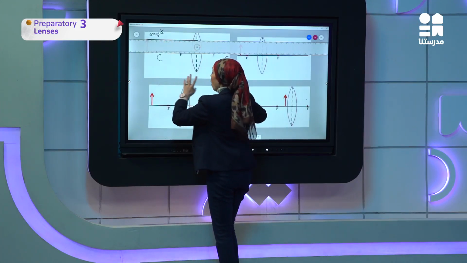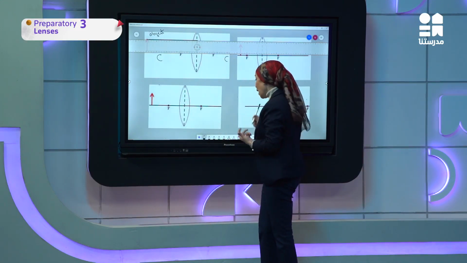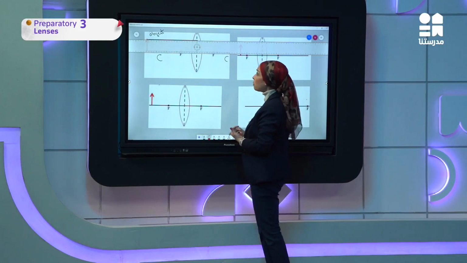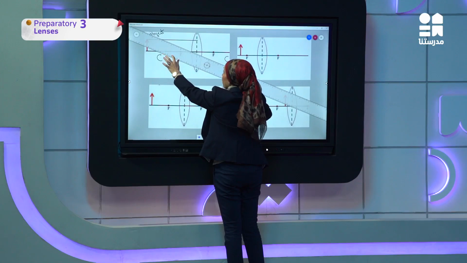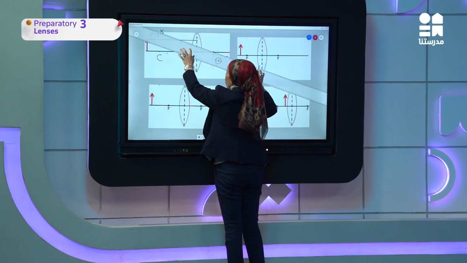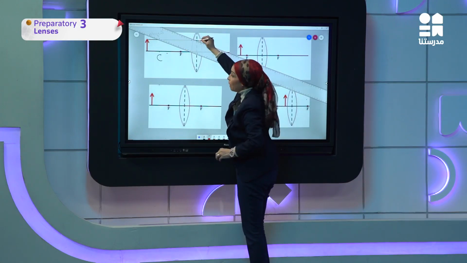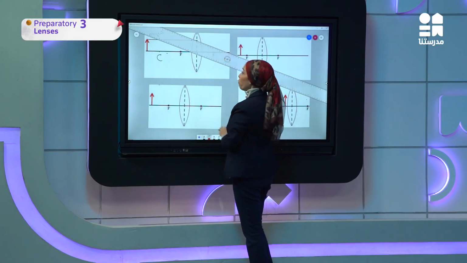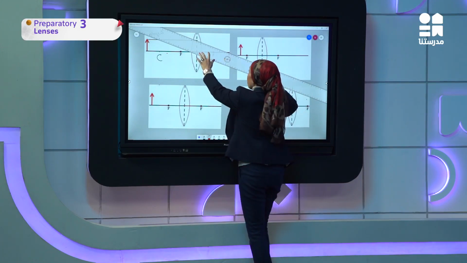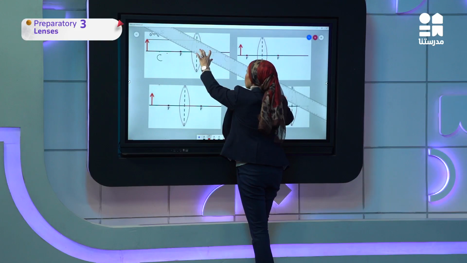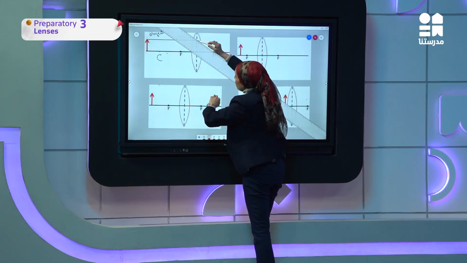Then what happens to this ray? It will refract. How does it refract? It refracts passing by the focus. Make your ruler like that. From the part that reaches the middle part of the lens, start to make the refraction. But the refraction should be what? Should be passing by the focus. This is my focus. Here, make the refraction like that.